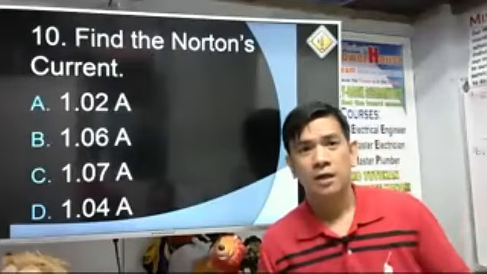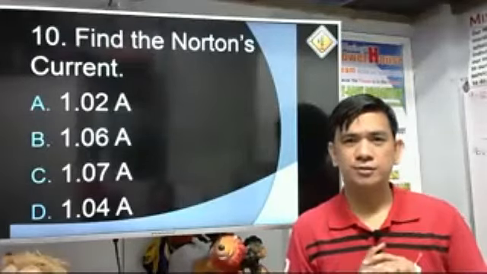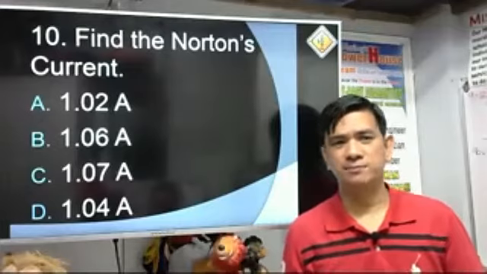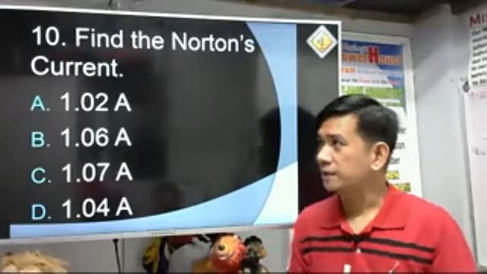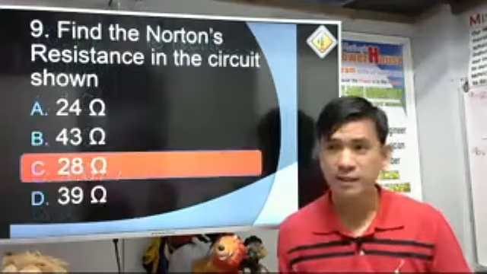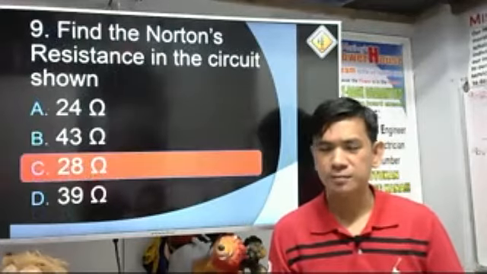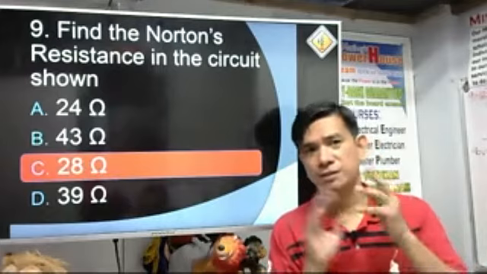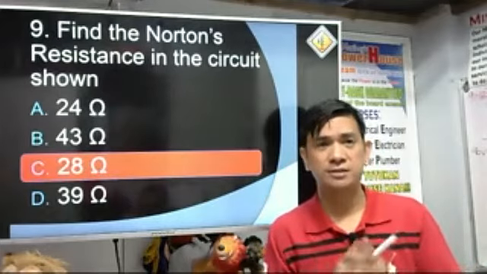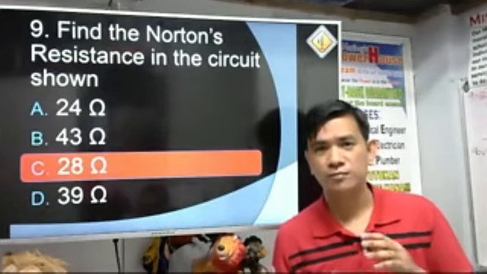So, we will continue our lecture about Norton's Theorem. This is part 2 of Norton's Theorem. We already discussed numbers 1 to 8, and now we are going to discuss number 9 up to number 12. We are going to apply Norton's Theorem in the Wheatstone bridge. This is what we call the Wheatstone bridge circuit.